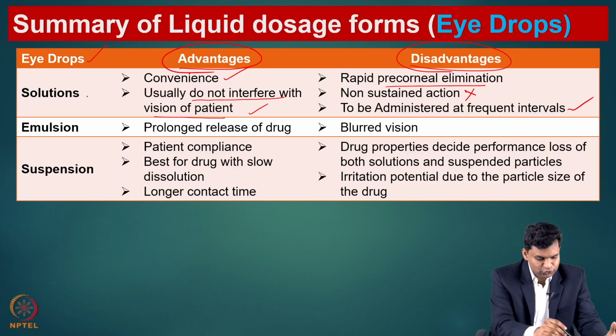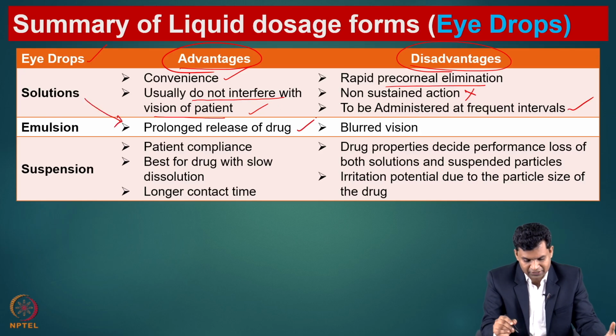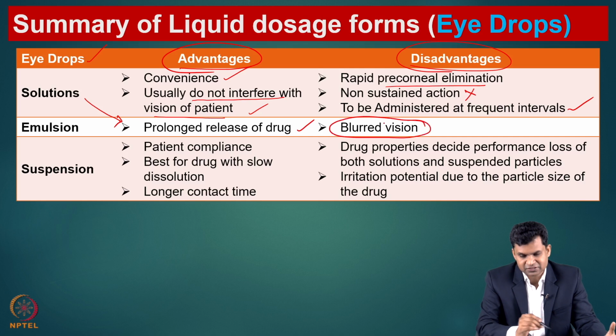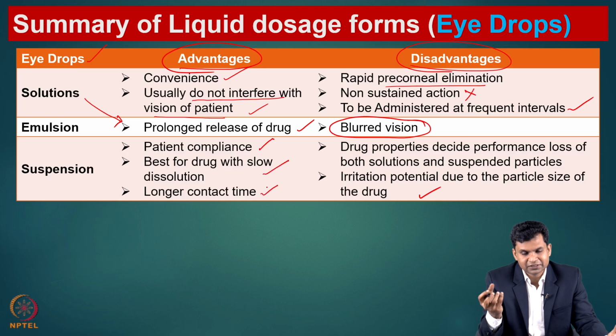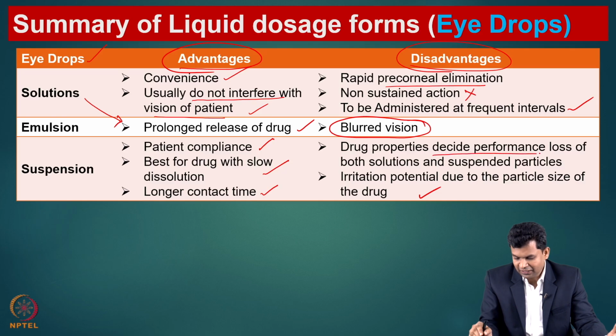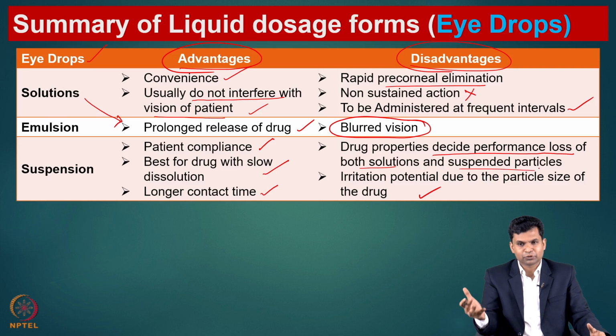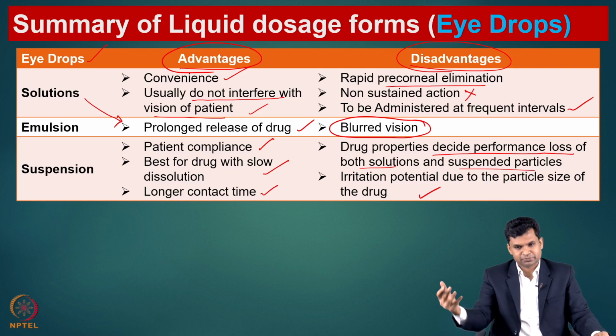Emulsions, compared with solutions, show a prolonged release effect, but the problem is that because of the globules it leads to blurred vision. The same problem also occurs with suspensions. Patient compliance can be improved because of controlled release, and yes, you will get a slow release and longer contact time because the particles may adhere to the mucous membranes of the eye. So, drug properties decide the performance of both solutions and suspended particles. The drug properties are very important when deciding whether to convert into a suspension.